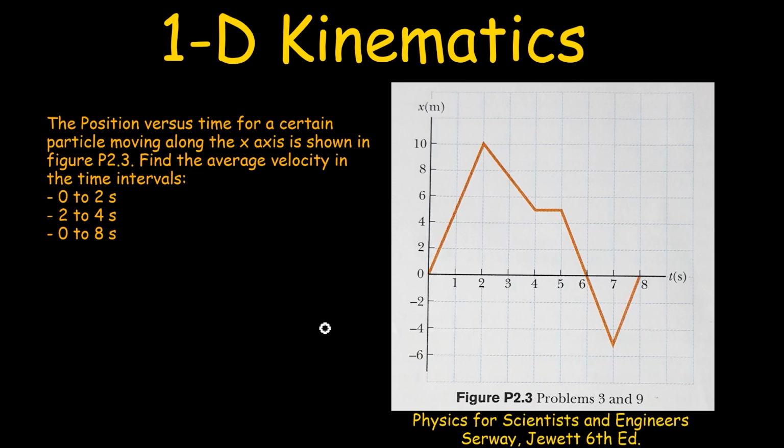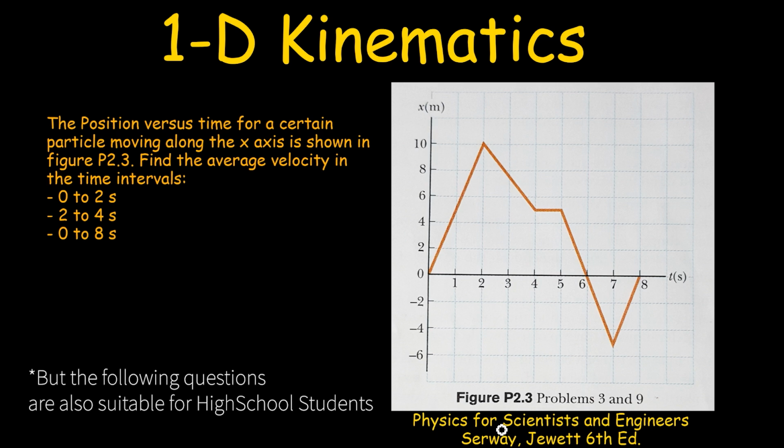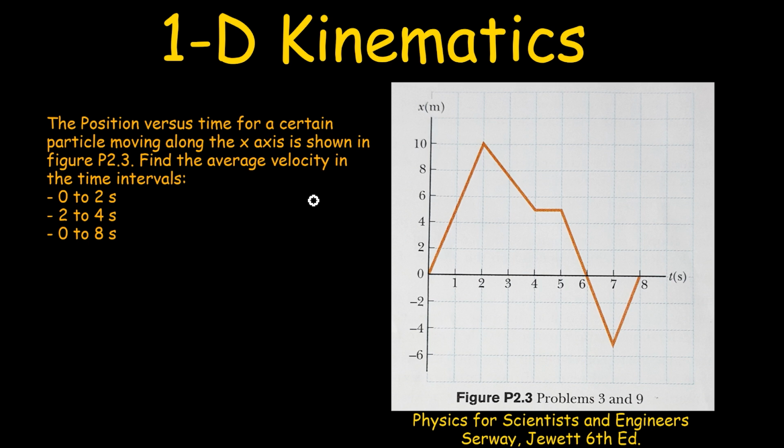The first question is asking us: the position versus time for a certain particle moving along the x-axis is shown in figure 2.3. Now this graph here is taken from Physics for Scientists and Engineers by Serway and Jewett. And this was my undergraduate physics book. But it wants us to find the average velocity in these time intervals.